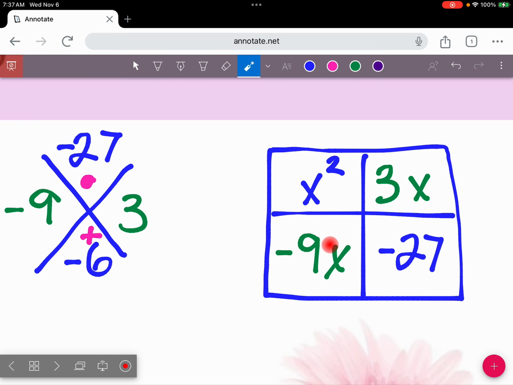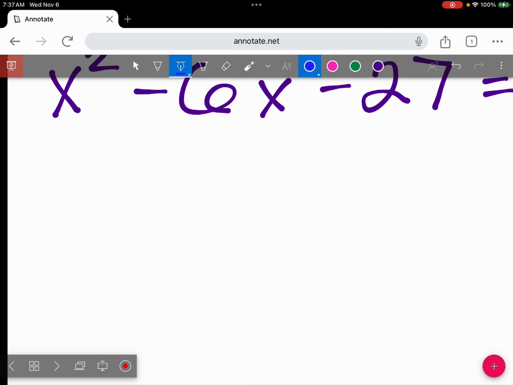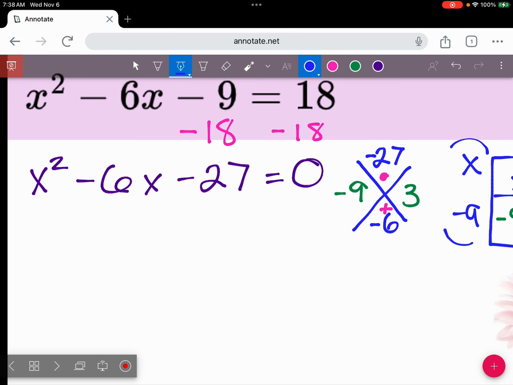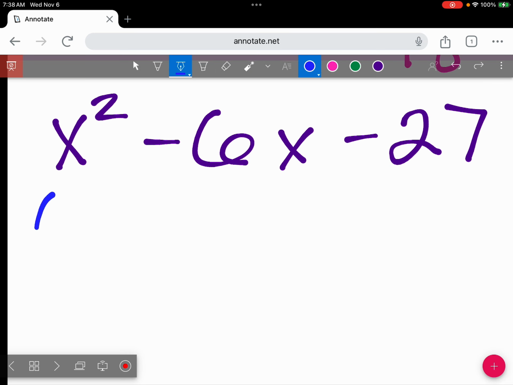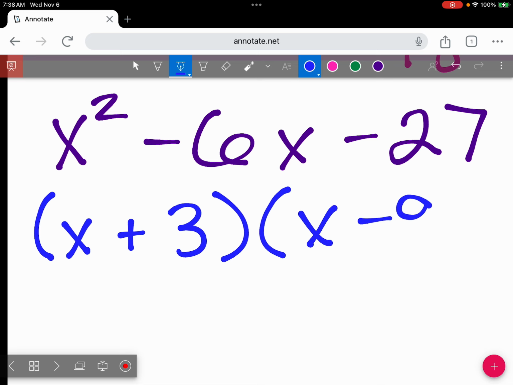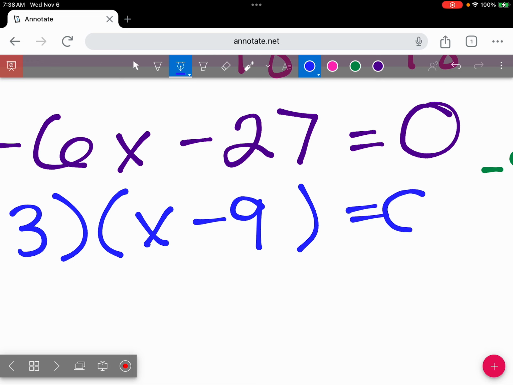So what are we going to get as our factors here? What is shared between x squared and minus 9? X. What is shared between 3x and minus 27? 3. What is shared between x squared and 3x? X. What is shared between minus 9x and minus 27? Negative 9. So our factored form is these outside guys over here. That's okay. So we've got our x plus 3 and our x minus 9 equals 0.